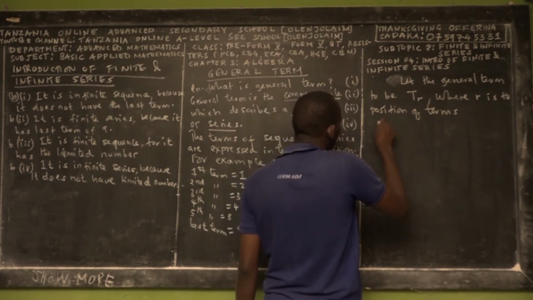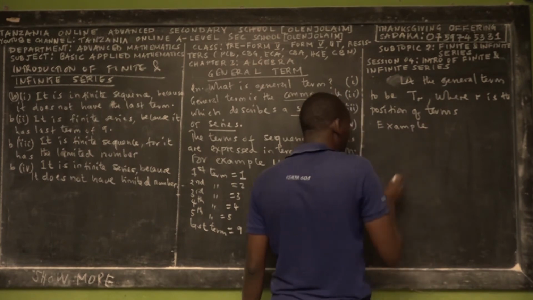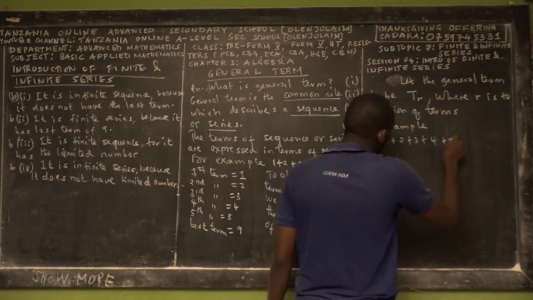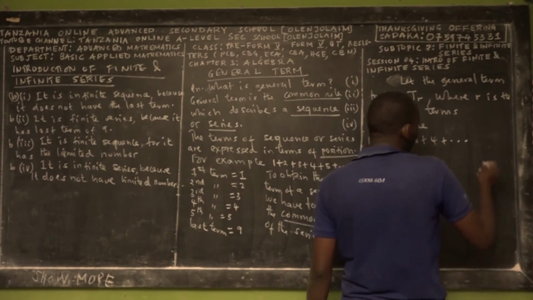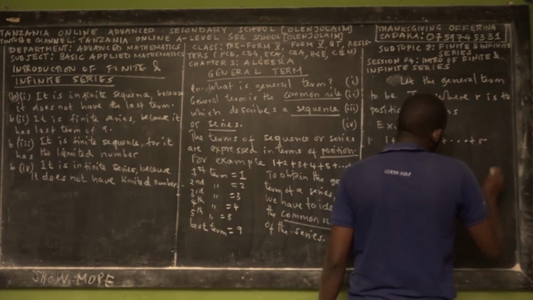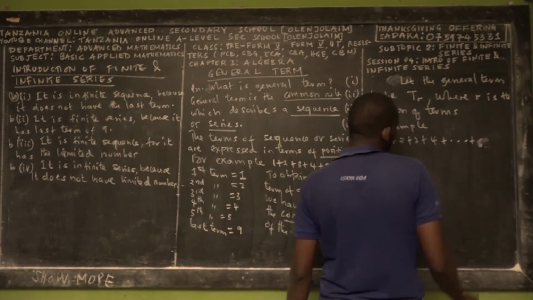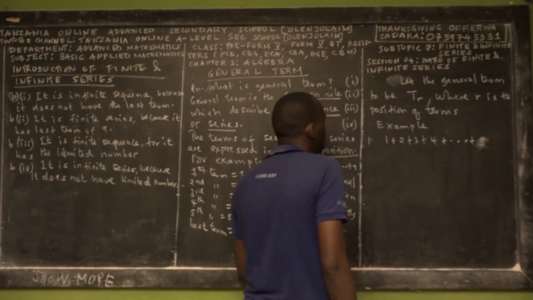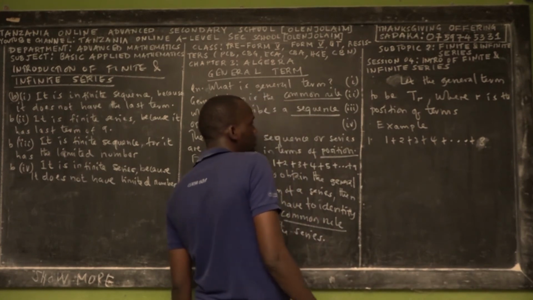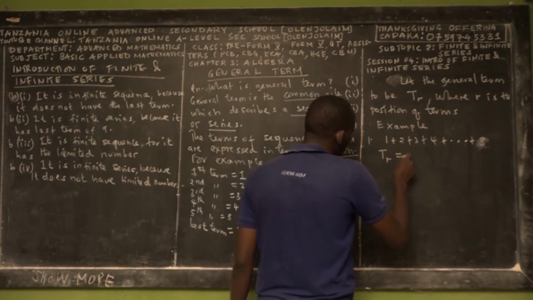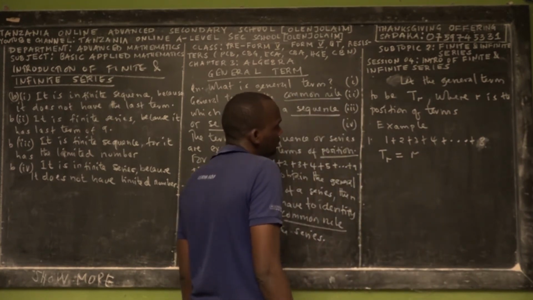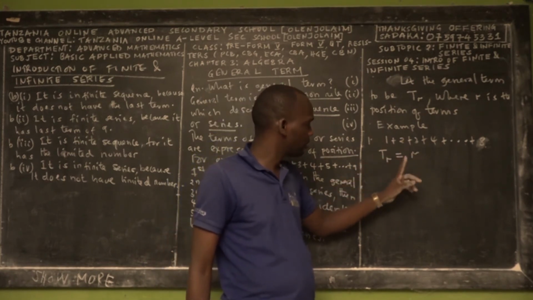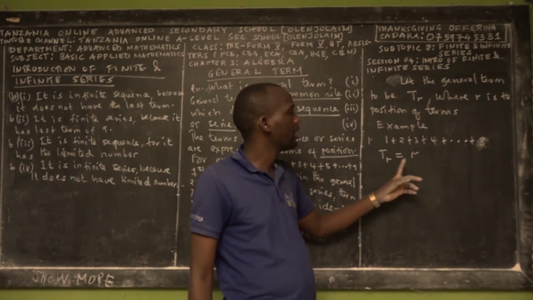So, for example, if you have 1 plus 2 plus 3 plus 4 plus dash dash dash, whatever the case, plus R, or let's say plus 5, 6, 7, 8, then we say that T_R for this case will be equal to R. It means the first term is when R is equal to 1, the second term when R is equal to 2, the third term when R is equal to 3, the fourth term when R is equal to 4.